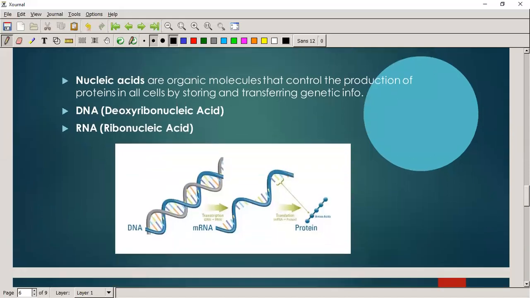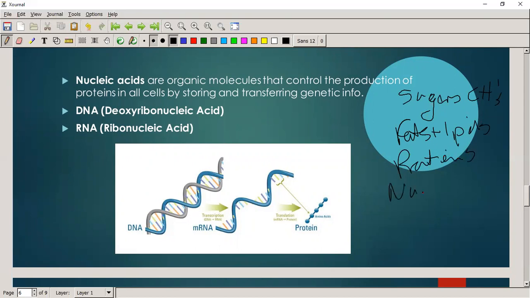Okay, so let's take a look at DNA and RNA and the differences between the two. They both consist of nucleic acids. When we take a look at the different types of organic molecules, you get basically starches or sugars or carbohydrates. And then you get fats and lipids. Then you get proteins. And finally, you get nucleic acids. Those are your main macro organic molecules.